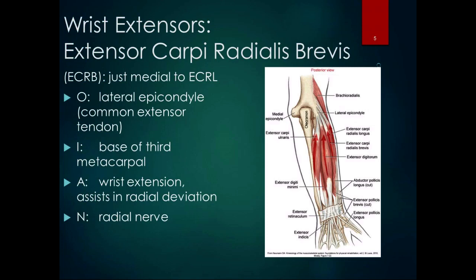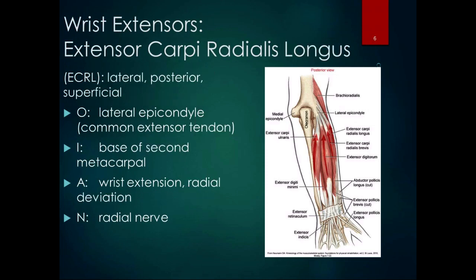The ECRB inserts on the base of the third metacarpal. When you look at it, the base of the third metacarpal is more towards the radial side of the hand. That gives you that wrist extension and radial deviation, and it gets the radial nerve because it's on the posterior side.